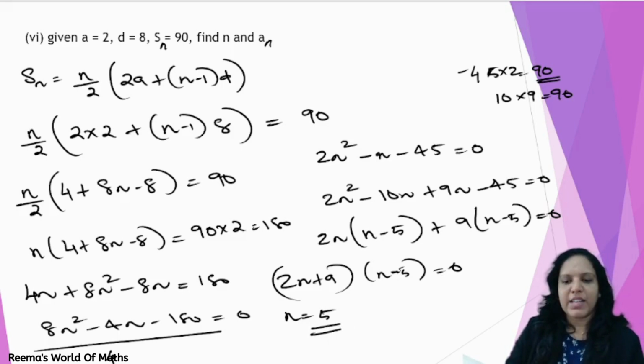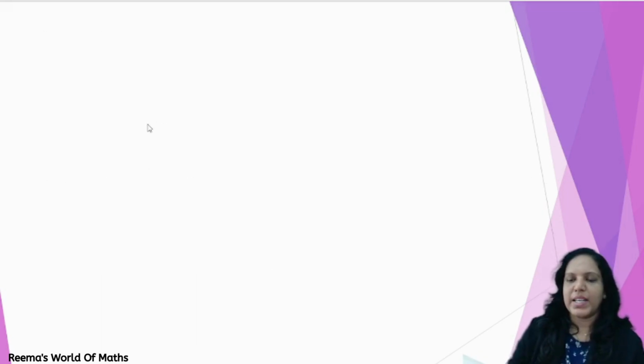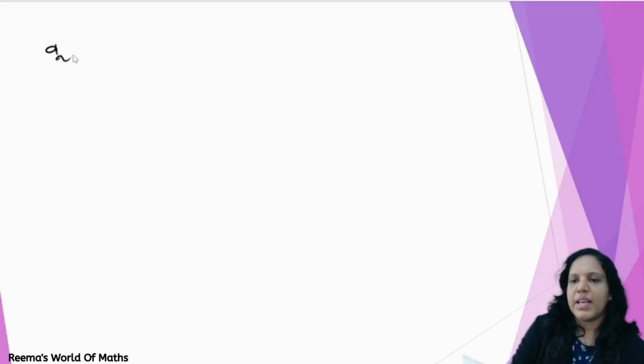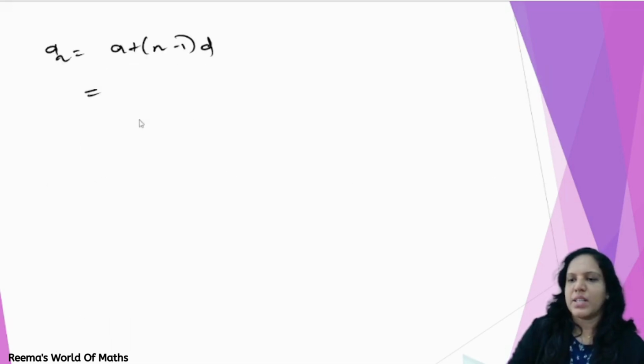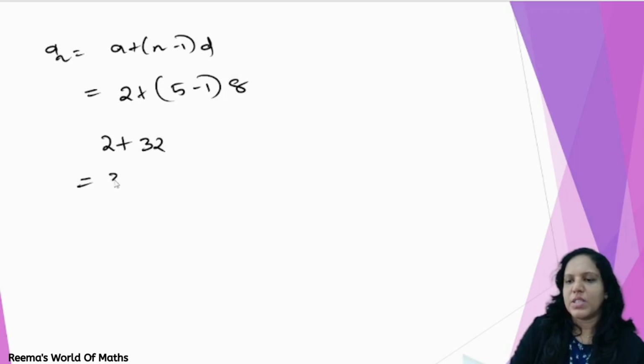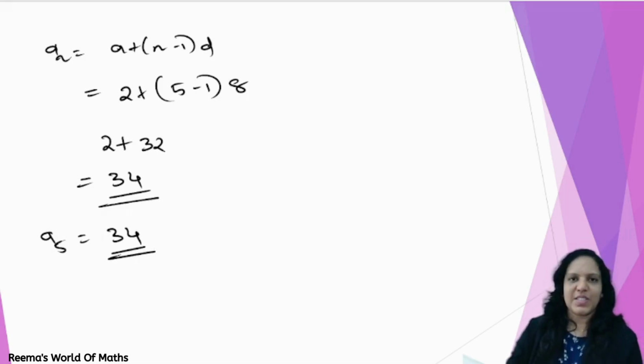Now let's find an, the fifth term. So an equals a plus n minus 1 into d, where a equals 2 and d equals 8. That is 2 plus 5 minus 1 into 8. So 2 plus 4 times 8, which is 32, equals 34. So the fifth term, a5, equals 34. Let's see the next question.